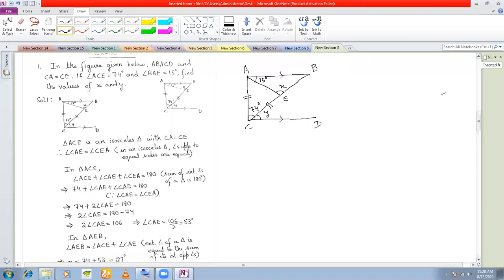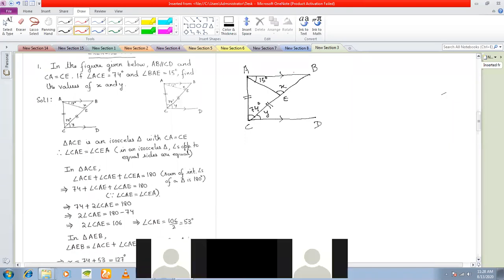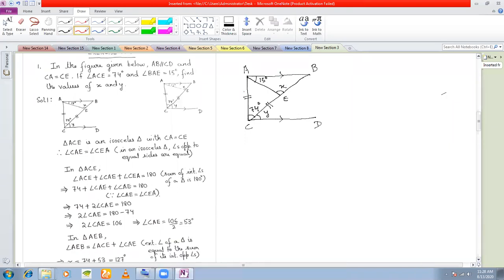Right. Now see, you need to find out the values of x and y here. Okay, in this figure, where the two are given to be parallel, these two are given to be equal. Okay, and you need to find out the values of the angles. So what you do is you consider this triangle ACE.